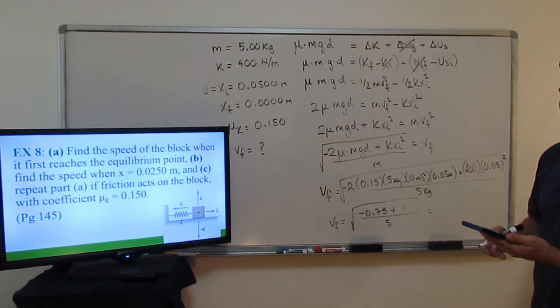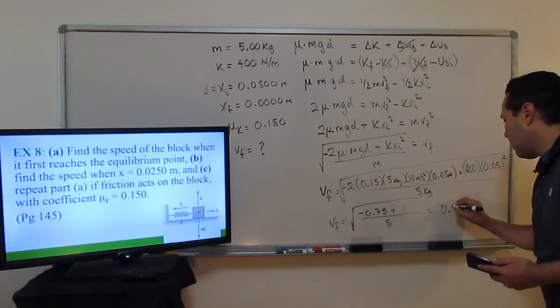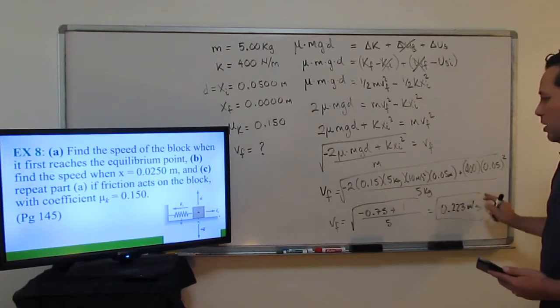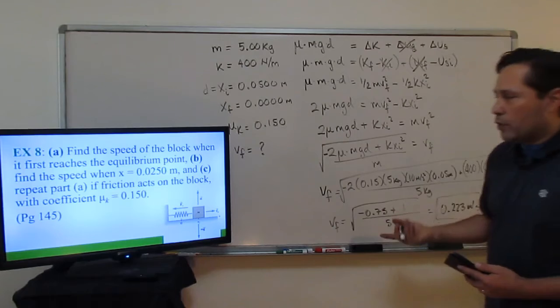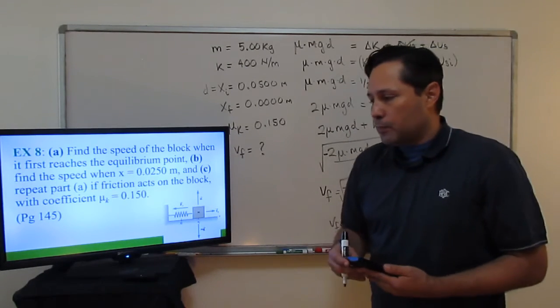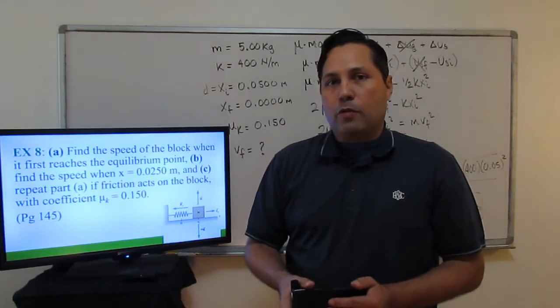The answer comes out to be 0.223 meters per second. So yeah, we lost some velocity because there is friction, and again the friction was working against us, which is why we ended up giving that negative value there. Alright, that takes care of part C of example 8.